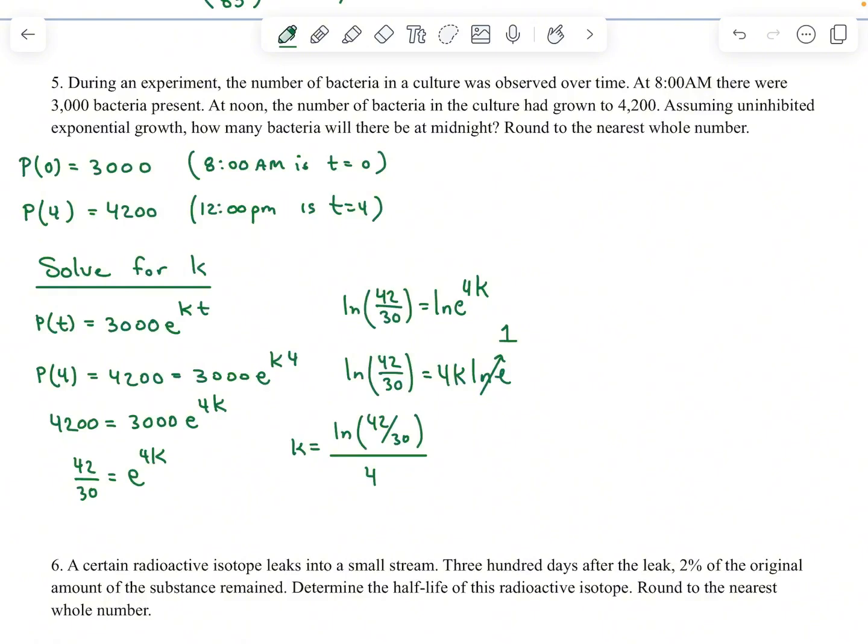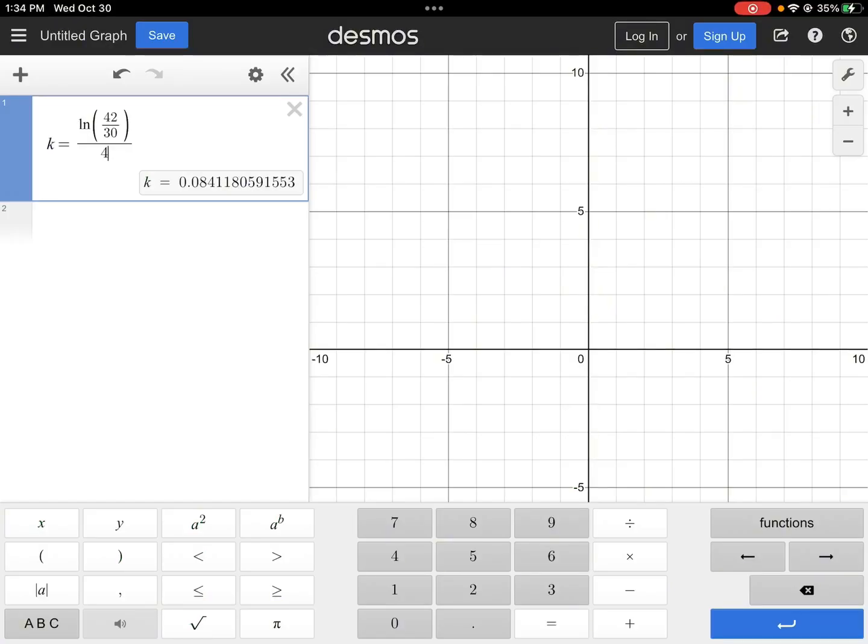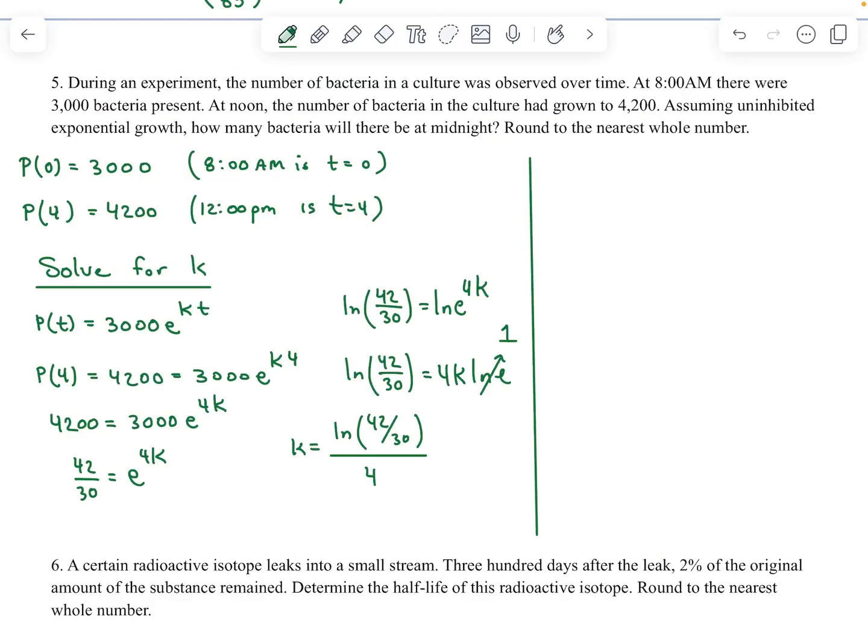We can get an approximate solution for k by using Desmos. So I've gone ahead and entered k into Desmos, and I let k equal this expression so that Desmos knows that k is approximately 0.0841180591553. And now that we have a value for k, we can go ahead and figure out how many bacteria there will be at midnight.